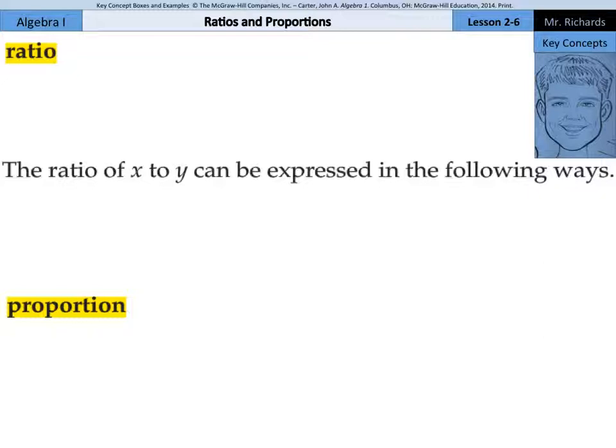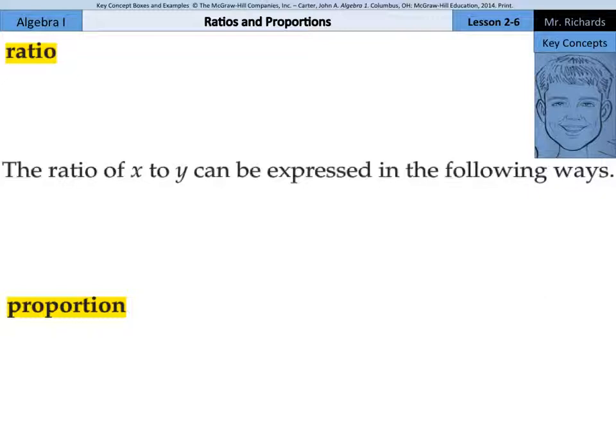A ratio is a comparison of two numbers by division. And the ratio of x to y can be expressed in the following ways. We could do this, x over y. We could do this with the colon, x:y. And we could do this with the word "to", x to y.